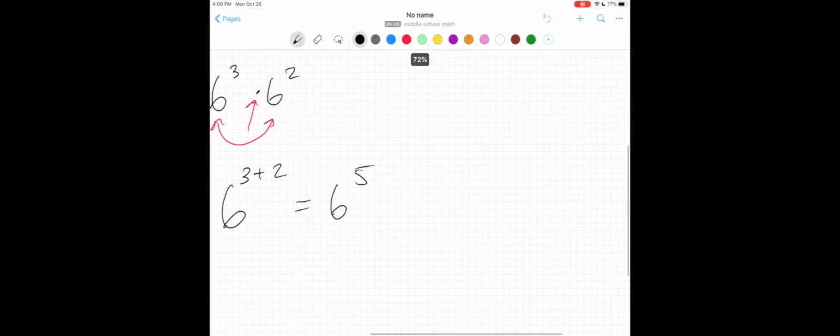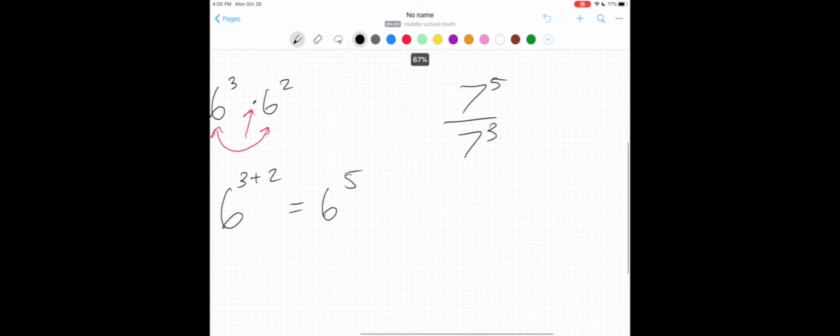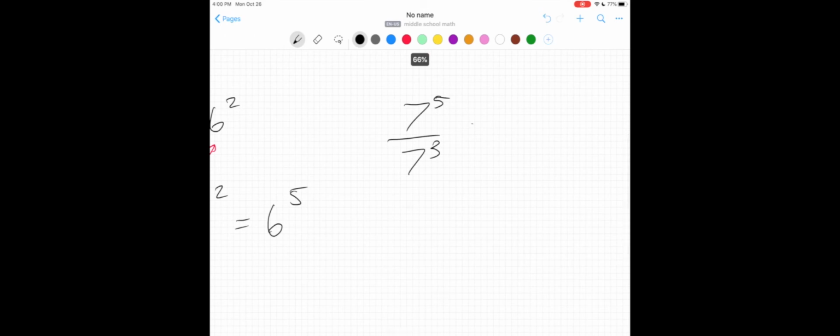Next one. So this one is 7 to the 5th divided by 7 cubed. So this one we're dividing same bases. Dividing same bases, subtract the exponents, because 5 minus 3 equals 2, so 7 squared. Okay, so the answer is 7 squared.